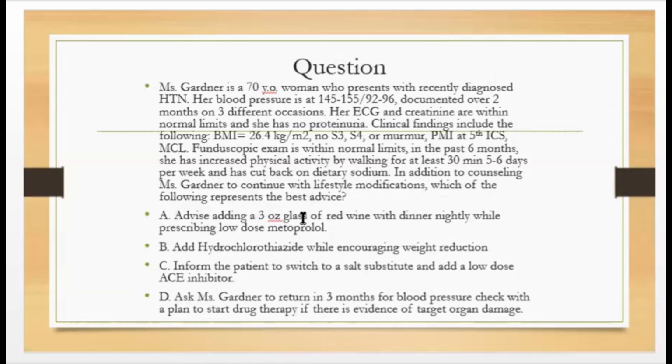Will you advise this patient to add a glass of red wine nightly while prescribing low? That is wrong. Okay. Add hydrochlorothiazide while encouraging weight loss. Inform the patient to switch to salt substitute and add low dose ACE inhibitors. So this is not right, and I'll tell you why it's not right. Ask Ms. Gardiner to return in 3 months for blood pressure check with a plan to start drug therapy if there is evidence of target organ damage. That is wrong, okay?